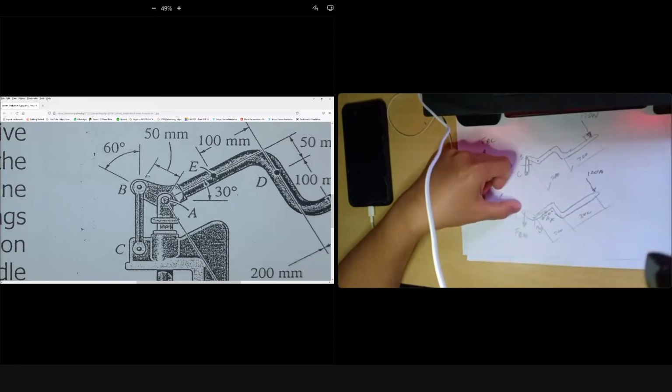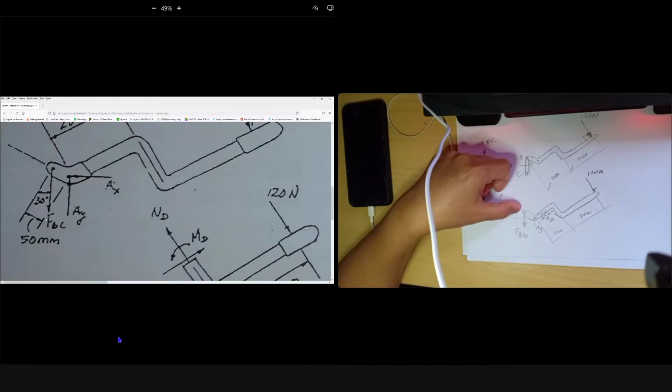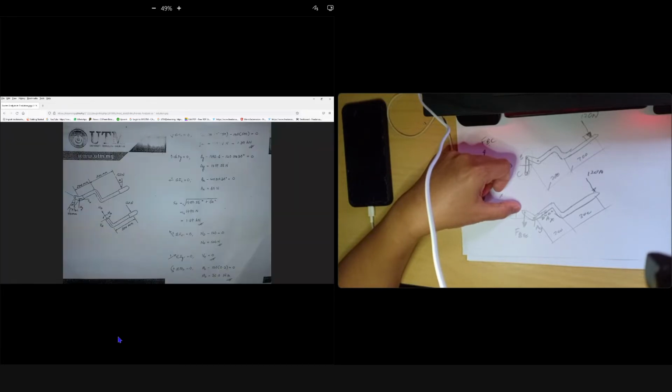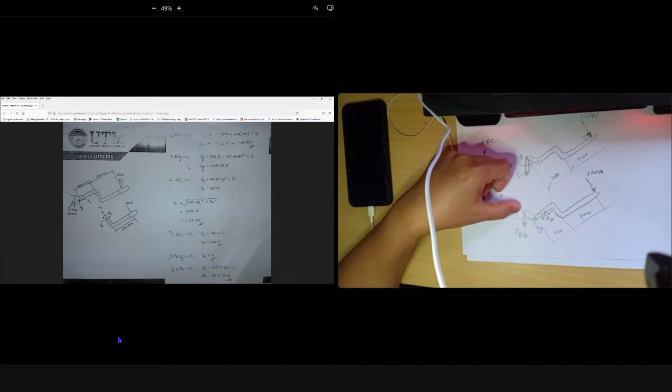This one I don't need to explain. I need to say how you can understand. So that's how they solve it. For example like this one, if you look on the solution, they took the free body diagram here first, then they can solve for the FBC. This what they call here is FBC. So they take the moment from here.